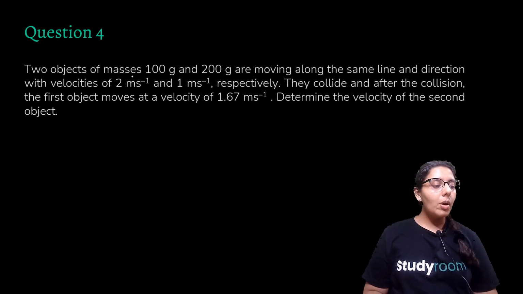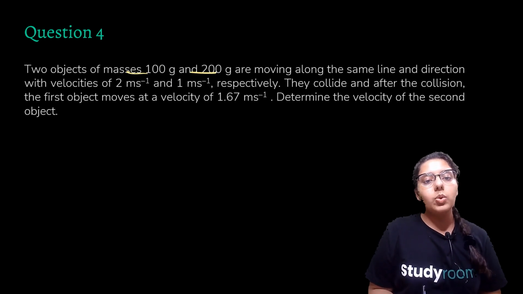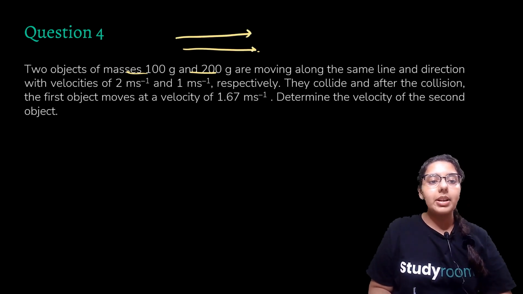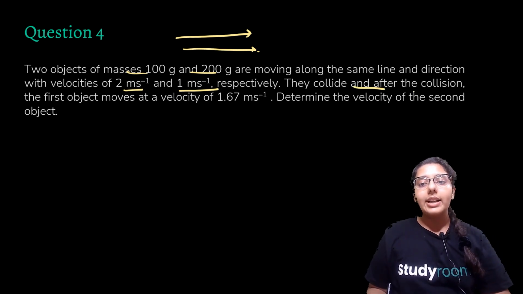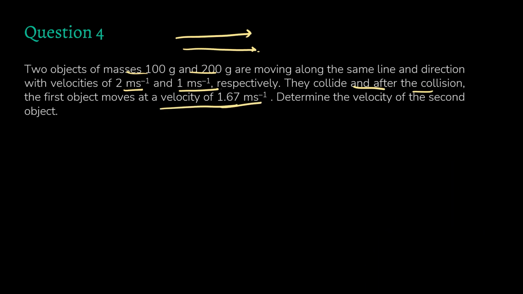Two objects of mass 100 grams and 200 grams are moving along the same line and direction. Both are moving in the same line and same direction with velocities 2 meter per second and 1 meter per second. They collide, and after the collision, the first object moves at a velocity of 1.67 meter per second. Determine the velocity of second object. Again, what are we supposed to do? We have to conserve momentum. So firstly, we'll calculate momentum before collision.